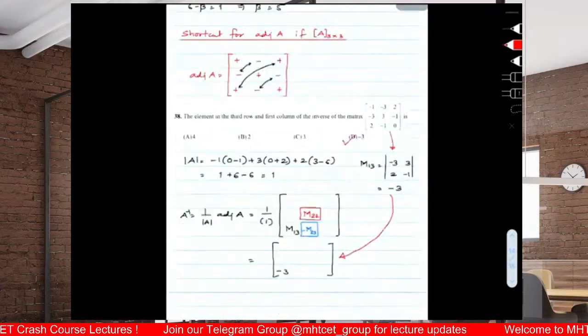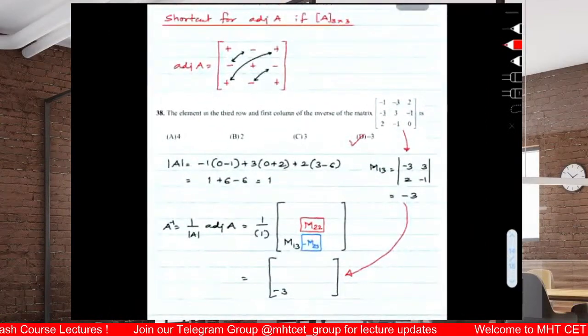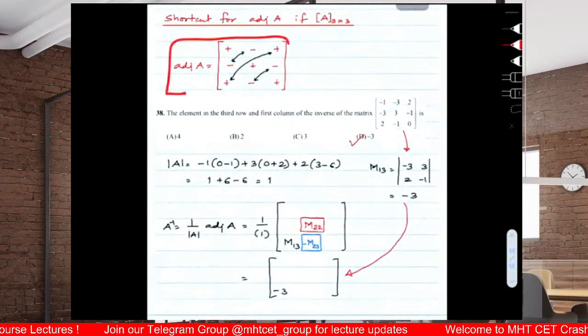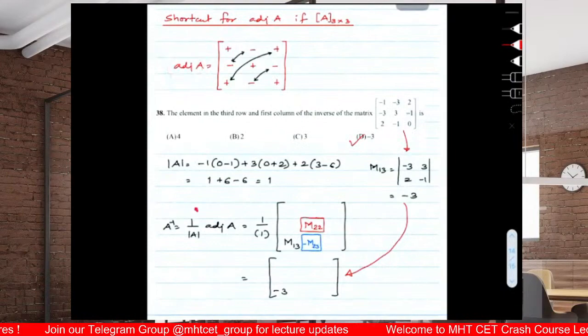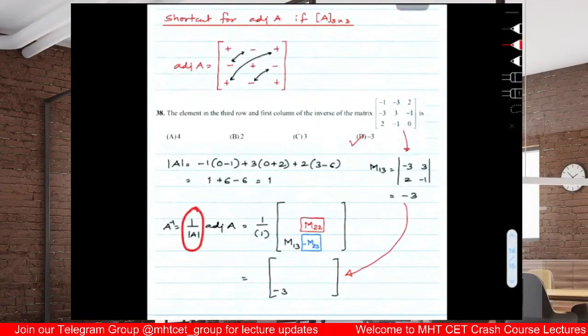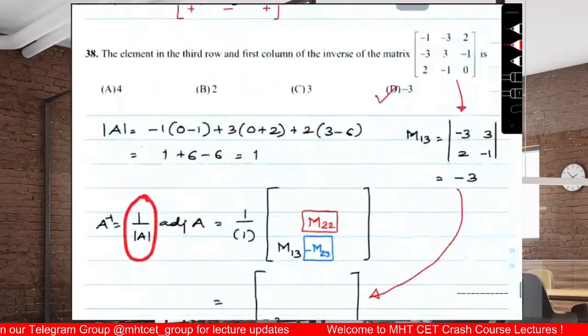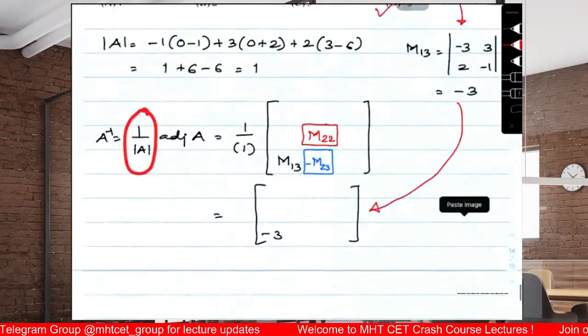So I'm not finding it, just example दे दिया. ठीक है, so ये याद रखो for 3/3 and it will give you adjoint, not inverse. Inverse के लिए you have to multiply by 1 upon determinant of it. Clear?